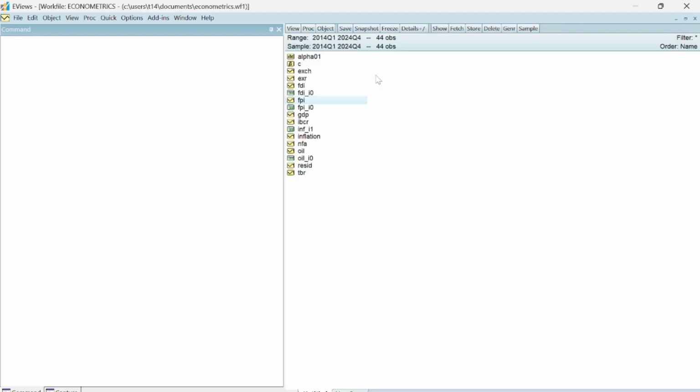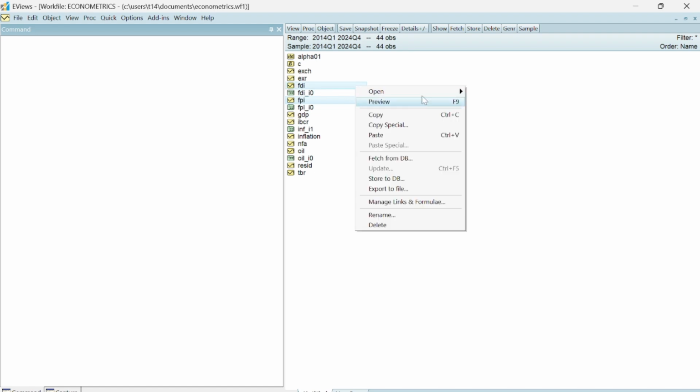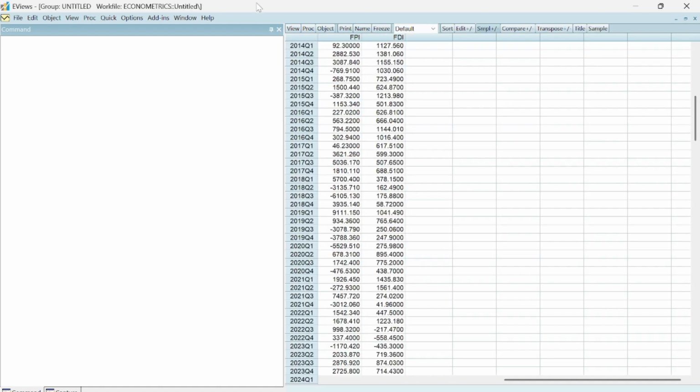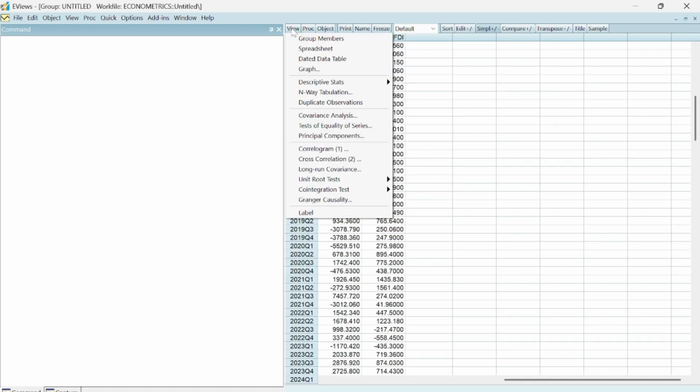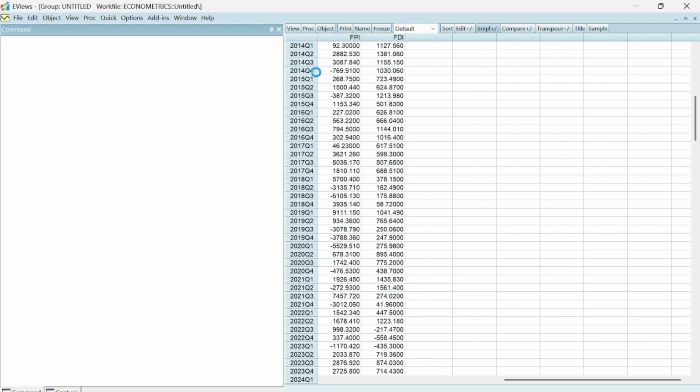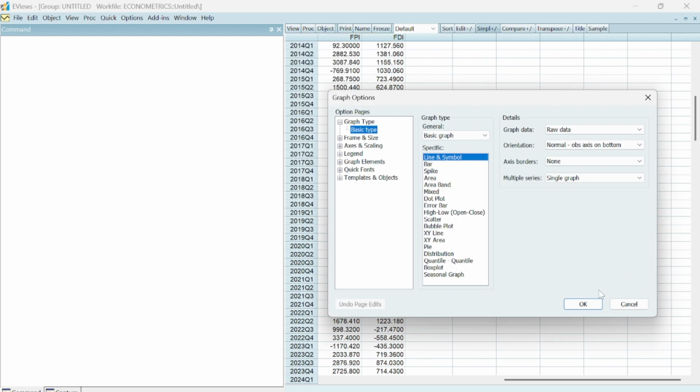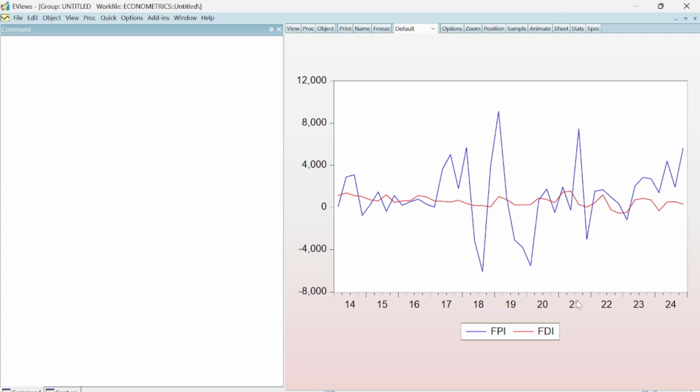So the beauty of it is that you can actually draw two graphs. Let's look at FDI and FPI. If you click the two graphs, you have to open them as a group. Where you open them, you still use your view, and then you still graph them, especially when both of them are in volumes. You can see how FPI and FDI are moving.